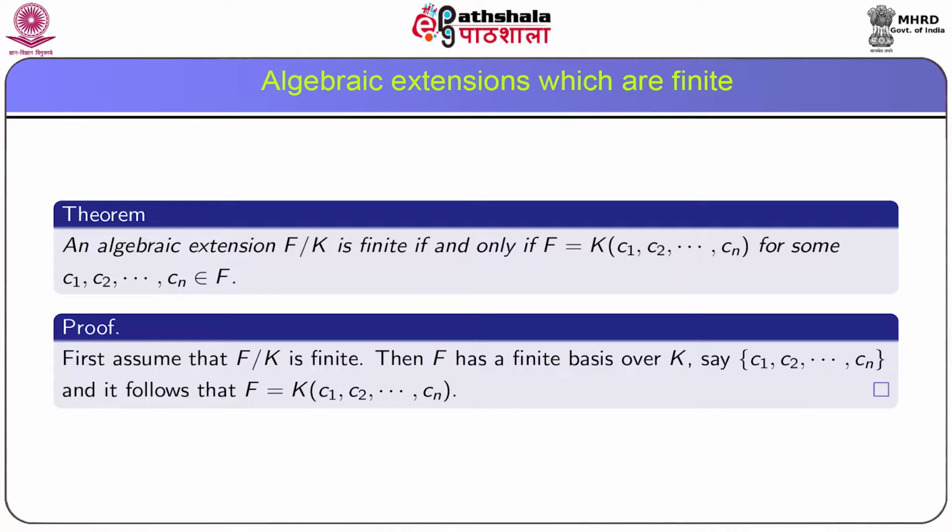For the proof, first assume that the extension F by K is finite. Then F has a finite basis over K, say C1, C2, ..., Cn, and hence every element of F can be expressed as k1 C1 plus k2 C2 plus and so on kn Cn for some suitable k1, k2, up to kn in K, and hence it follows that F is the field generated by C1, C2, up to Cn over K.